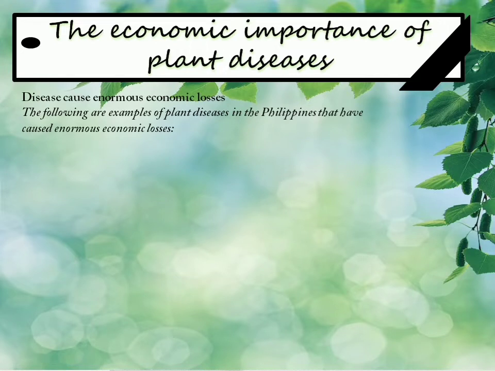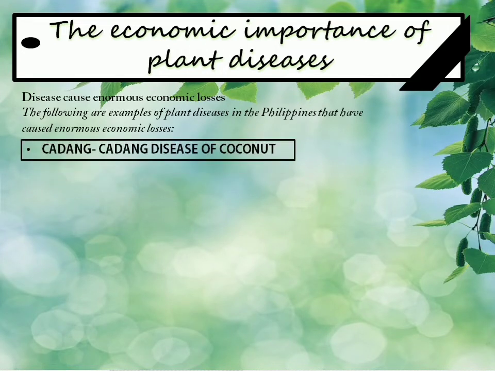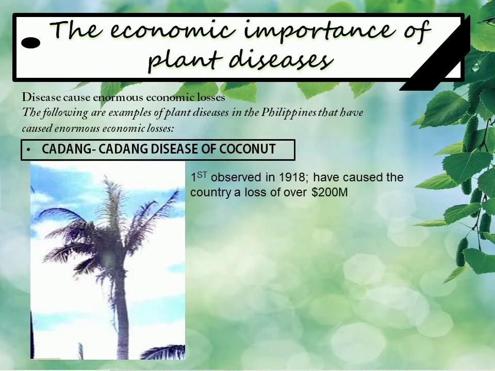Disease caused enormous economic losses. The following are examples of plant diseases in the Philippines that have caused enormous economic losses. The kadang-kadang disease of coconut, first observed in 1918, has caused the country a loss of over $200 million.